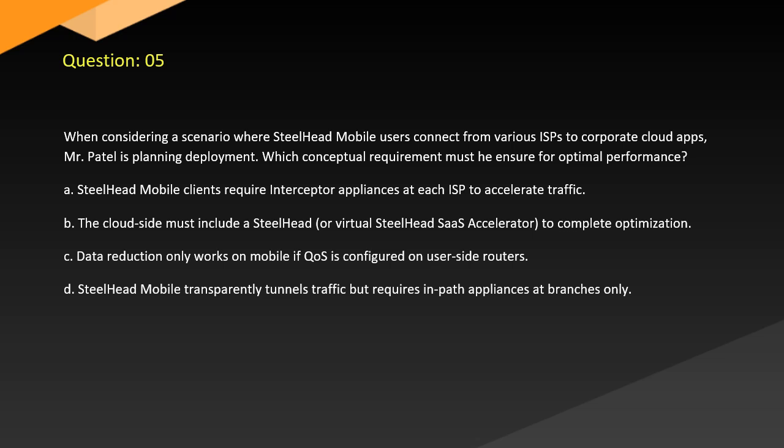A. Steelhead Mobile clients require interceptor appliances at each ISP to accelerate traffic. B. The cloud side must include Steelhead or virtual Steelhead SCC accelerator to complete optimization. C. Data reduction only works on mobile if COS is configured on user-side routers. D. Steelhead Mobile transparently tunnels traffic but requires in-path appliances at branches only.